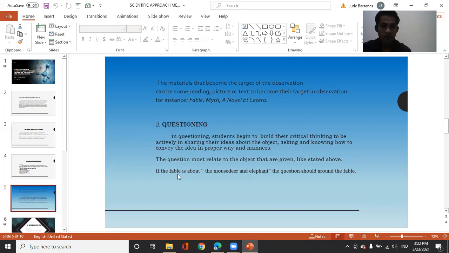For example, the fable may be about the mouse deer and the elephant, and the question should be around the fable, which is about the mouse deer and the elephant.